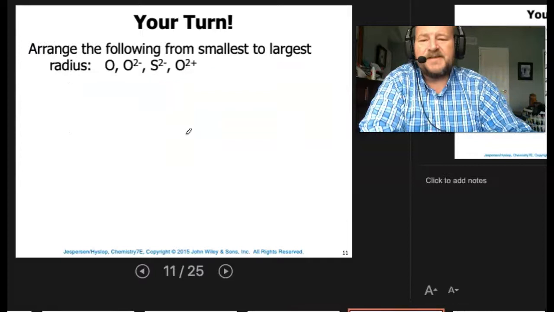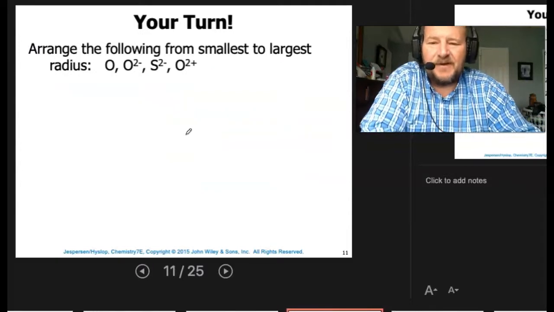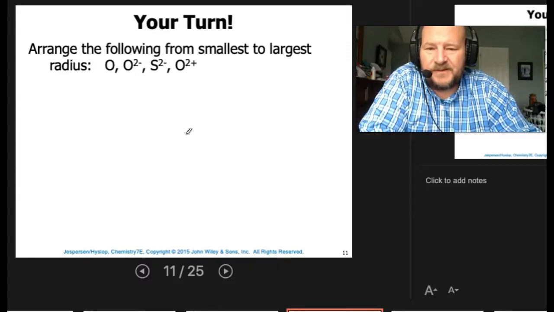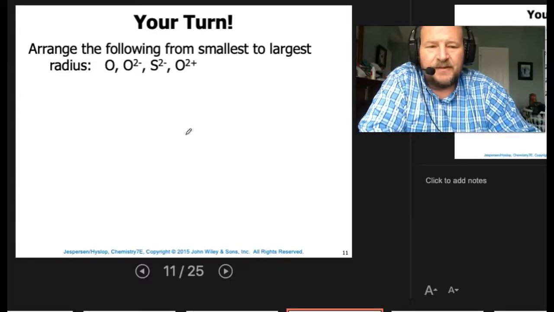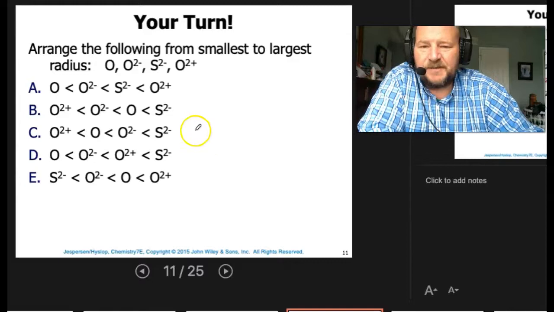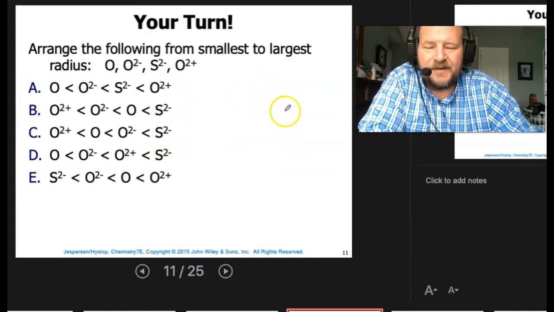All right, let's see how you do with this one. Arrange the following from smallest to largest. So we want the smallest to largest radius. Okay, so what's going to be smaller? So again, if we think about our periodic table, we know oxygen is going to sit here. We know sulfur is going to sit here. We know it gets larger as we go this way. And we want to get smallest to largest.